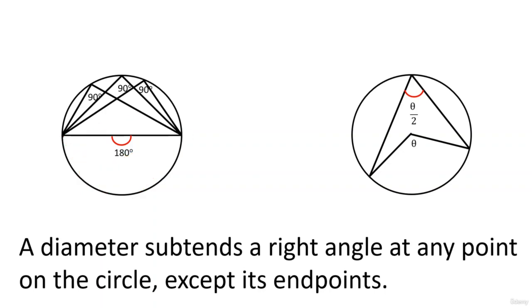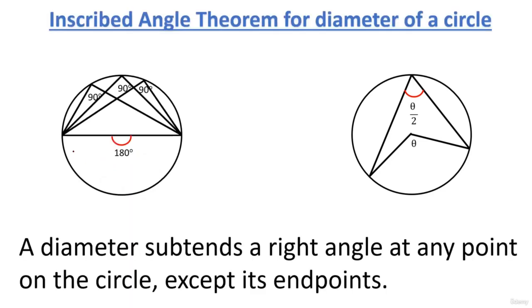So if you consider two points, one over the other, an angle will form, right? This angle will not be 90 degrees. This angle will be 0. So a diameter subtends a right angle at any point on the circle except its endpoints. This is called the inscribed angle theorem for the diameter of a circle. This is a special application of that.